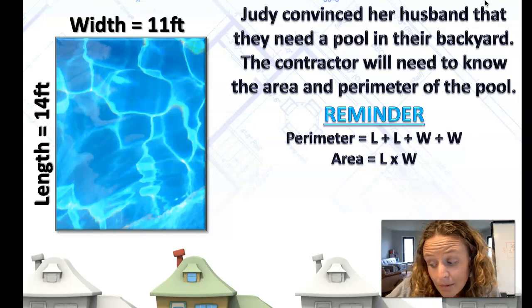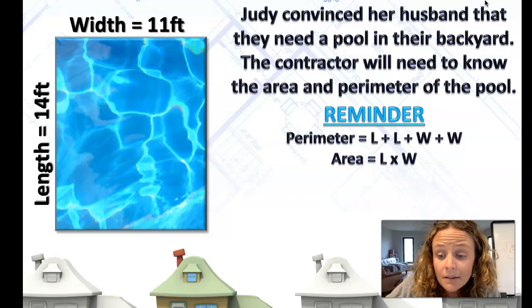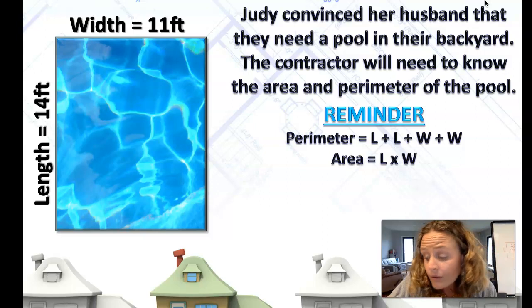Welcome back. Perimeter, we're looking at 14 plus 14 plus 11 plus 11. 14 plus 14 is 28. 11 plus 11 is 22. We're looking at 50 feet for perimeter.